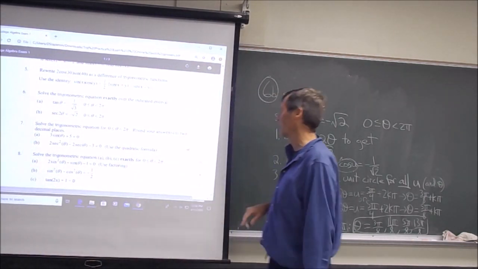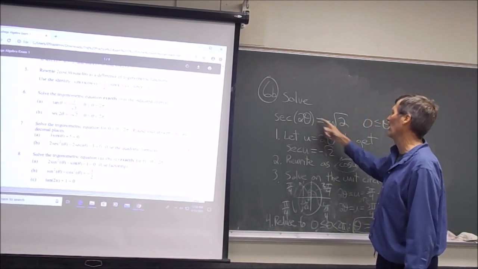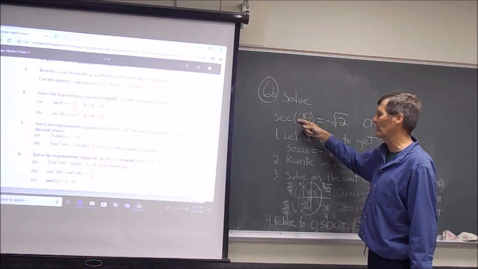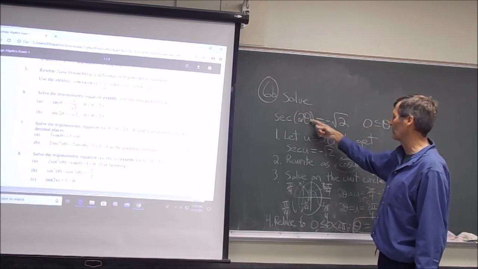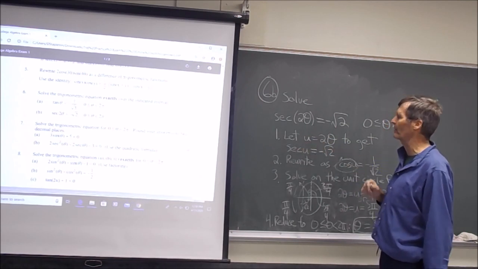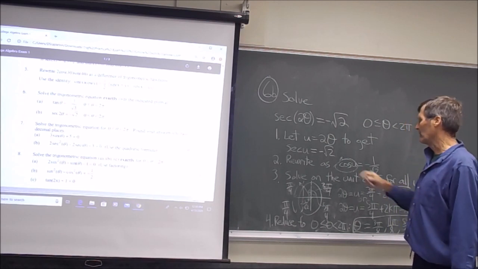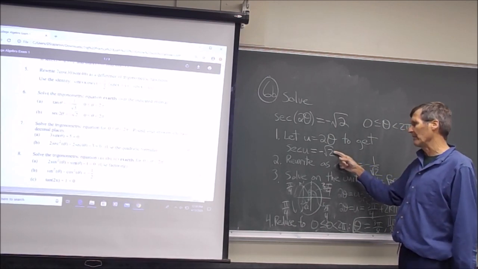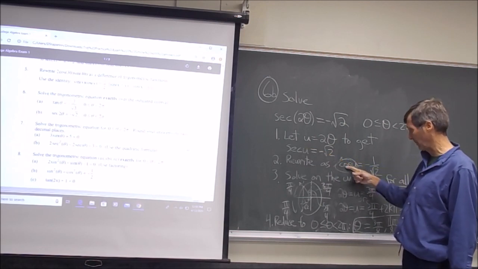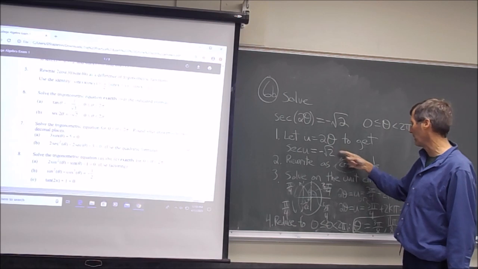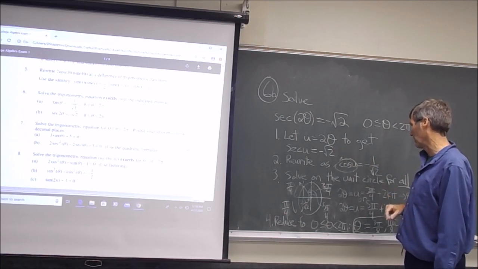Right, within one rotation. Well, if you're given secant or cosecant equal a number, and if you have a double angle in there, first thing you should do, if it's a 2 theta or a 3 theta, is reduce it. Make a substitution. Let u equals 2 theta, so now it's secant u equals minus square root 2. Now, once you've done that, rewrite it as sine or cosine if you can. By taking the reciprocal, secant of u's reciprocal is cosine u, and the reciprocal of minus square root 2 is minus 1 over square root 2. So this is equivalent to cosine u is minus 1 over square root 2.